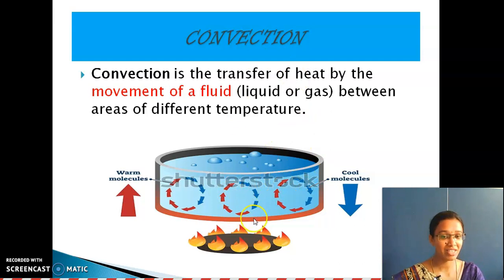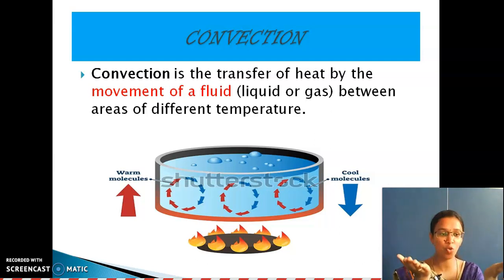So what happens to the molecules which are in the bottom? The density reduces compared to the cold water molecules. So the cold water molecules have higher density, and the warmer water has lower density. What happens if there is a density difference? The heavier one comes down, the lighter one goes up.